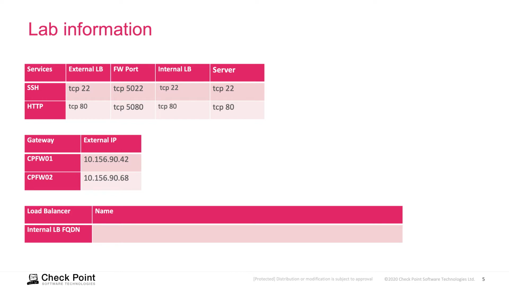The same goes for HTTP. Then in the second table, we're going to need these IP addresses to define our logical server. And lastly, the last table is going to be our internal load balancer's FQDN. Again, we're going to need that for the logical server that we're going to define later on in our lab.